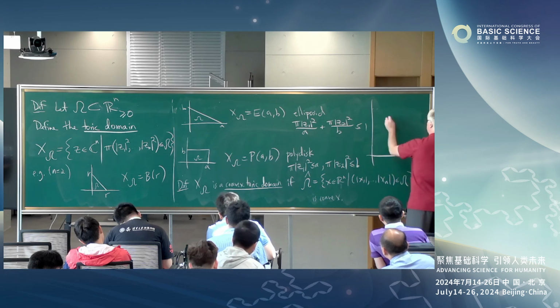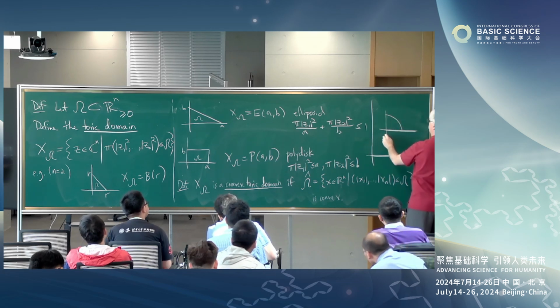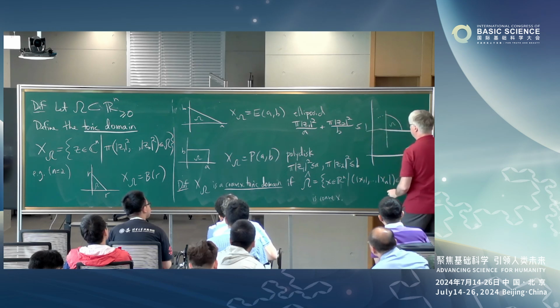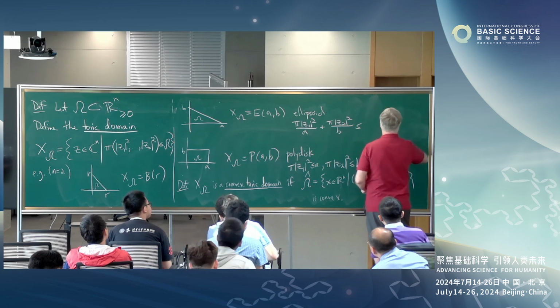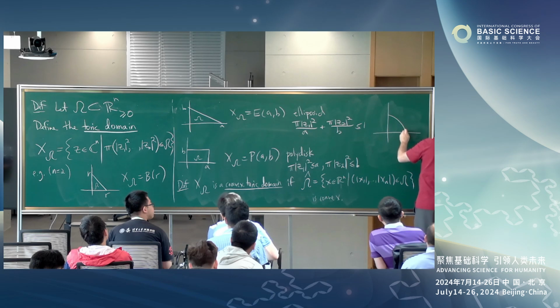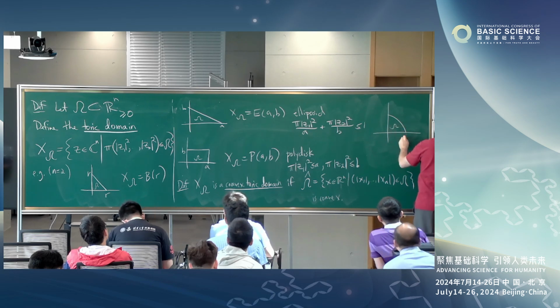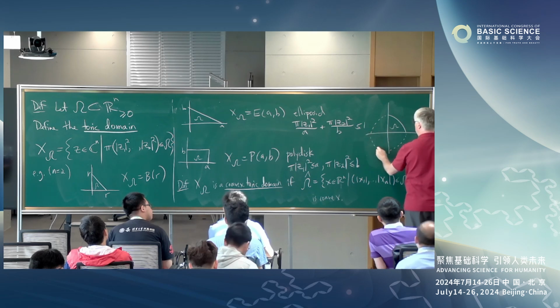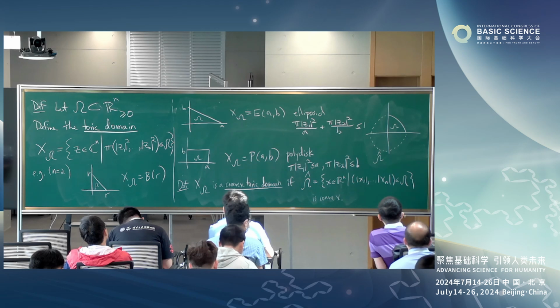So in general, you can think of a convex toric domain as looking something like this. You take the set Omega, and you take its reflections across the axes. That whole thing is Omega hat, and you want that to be convex. So that's just a nice family of examples that's been studied a lot.